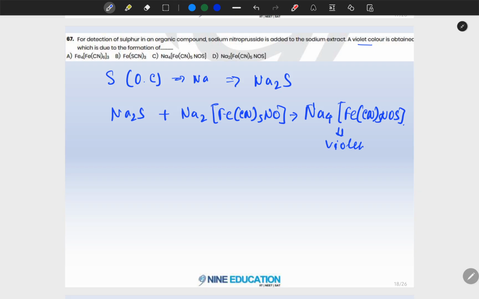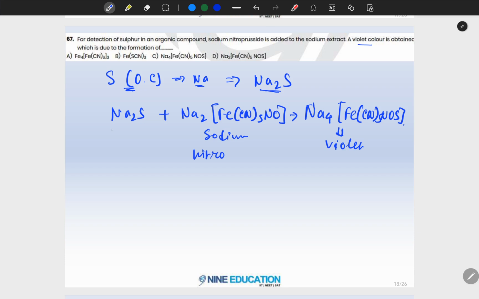So during the Lassaigne test, during the preparation of Lassaigne's extract, sulfur from the organic compound is made to react with sodium. After that, it will be converted to sodium sulfide, and this sodium sulfide will react with sodium nitroprusside. This is actually sodium nitroprusside.